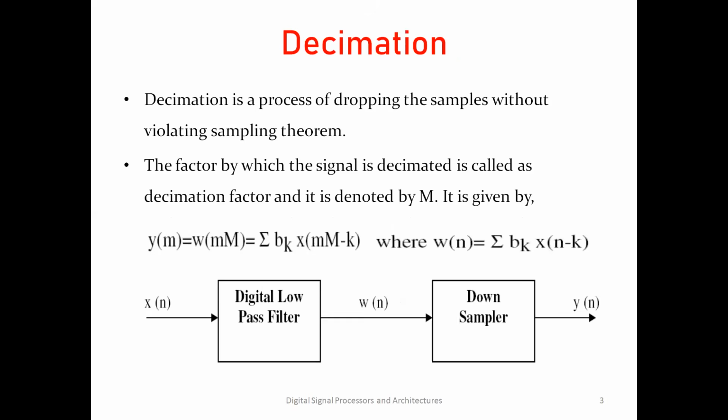In order to avoid the sampling theorem violation, the signal is first band limited using a digital low-pass filter, which has the filter coefficients represented as BK. So the decimation process is based on these two expressions. Once it is filtered, it is given to a downsampler, where the total number of samples is decreased and only every M-th sample is considered. That gives our output Y of M.